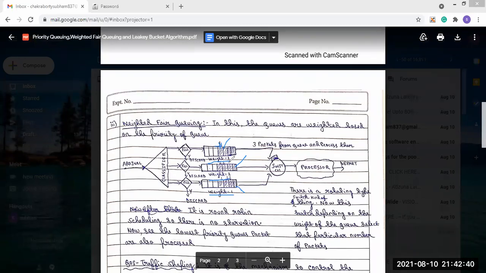So these are the 3 techniques: FIFO queuing, priority queuing, and weighted fair queuing. These are the 3 techniques through which we can improve the quality of service.